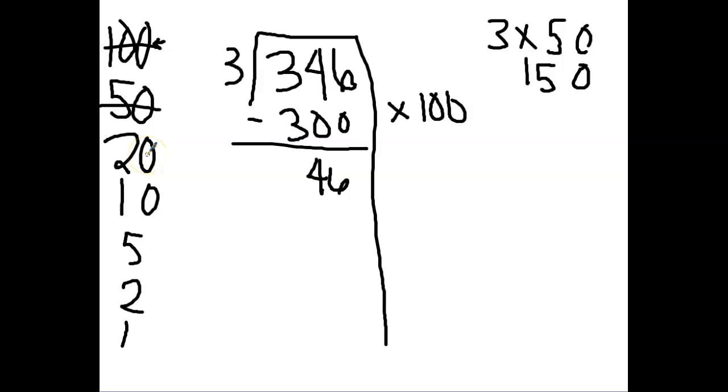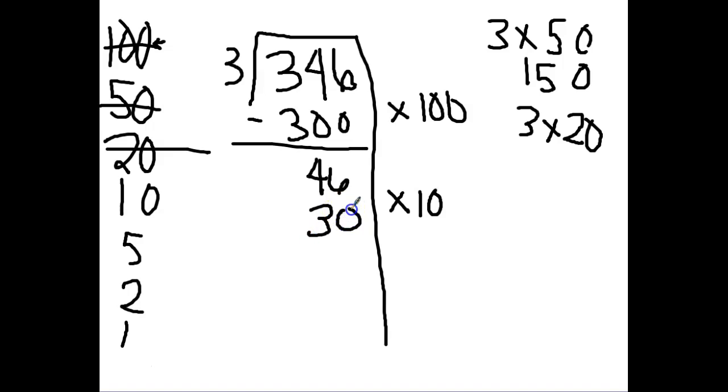So now we're going to try 20. If I do 3 times 20, will that give me near 46 without going over? What is 3 times 20? 60. 60 is bigger than 46, so I can't use 20. So I'm going to try to use 10. All right, what is 3 times 10? Excellent, 30. So 30 is less than 46, so I can use it. So I'm going to use 30.